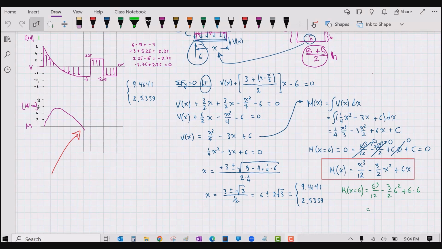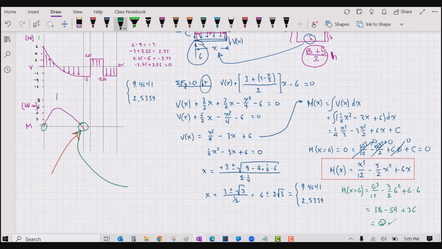Equals 6 cubed over 12, 18, minus 3 halves of 36, 54, plus 36. 36, 18, 54, 0. Good. So our equation goes through 0 at this point. Wonderful. And it goes to 0 at the beginning.